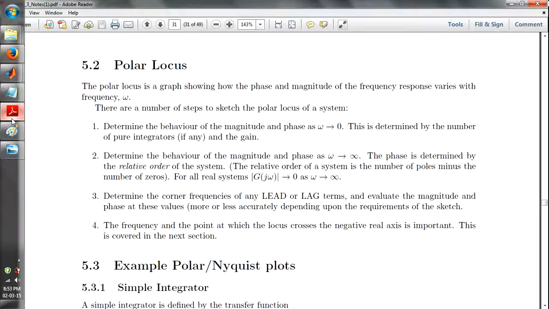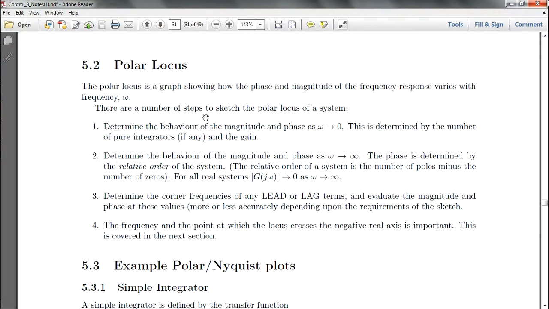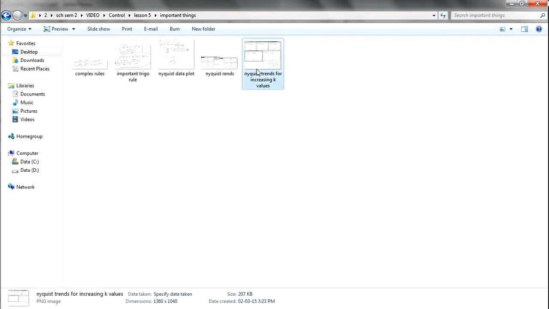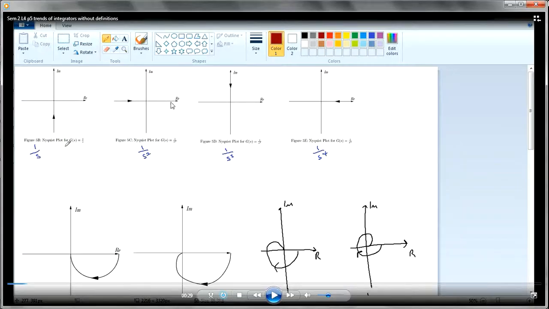So there are a number of steps to sketch the polar locus. First, you have to determine the behavior of the magnitude and phase as omega tends to 0, and this is determined by the number of pure integrators. If you remember, these are all the integrators: 1 over s is the simple integrator, then double integrator, triple integrator, quadruple integrator. And as you can see, they are coming from these directions.